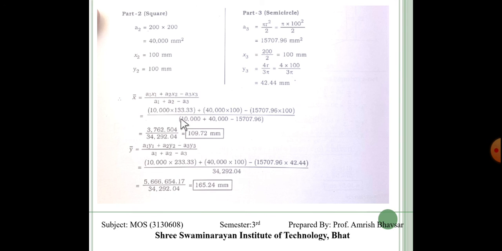So after putting in the values, what happens? x bar is equal to a1 x1 plus a2 x2 minus a3 x3. Here we have to deduct the third part because it is a cut from the bottom square. So here a1 plus a2 minus a3, and x bar and y bar we will get from that section.